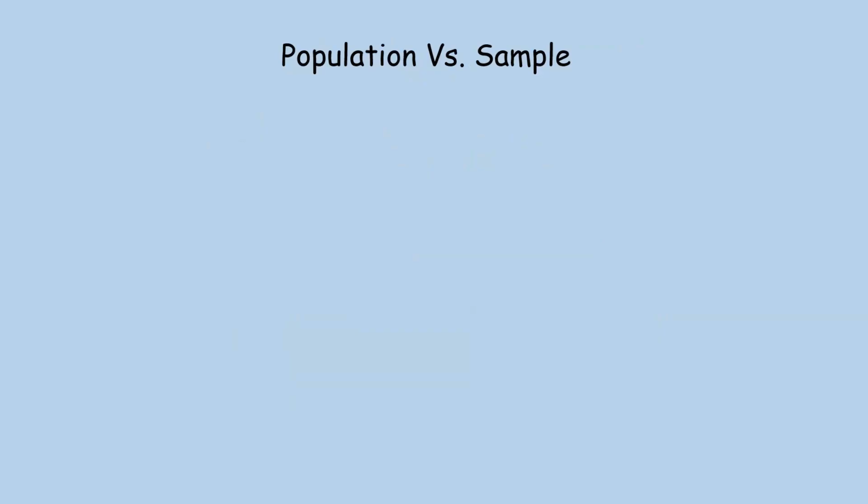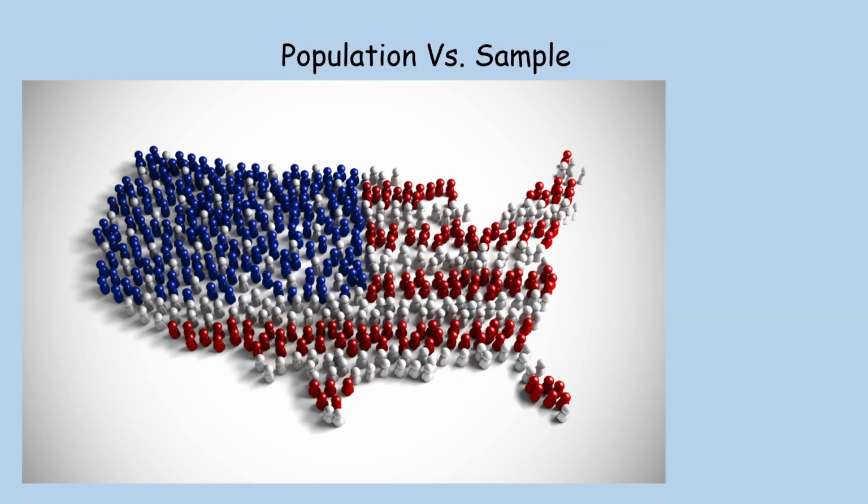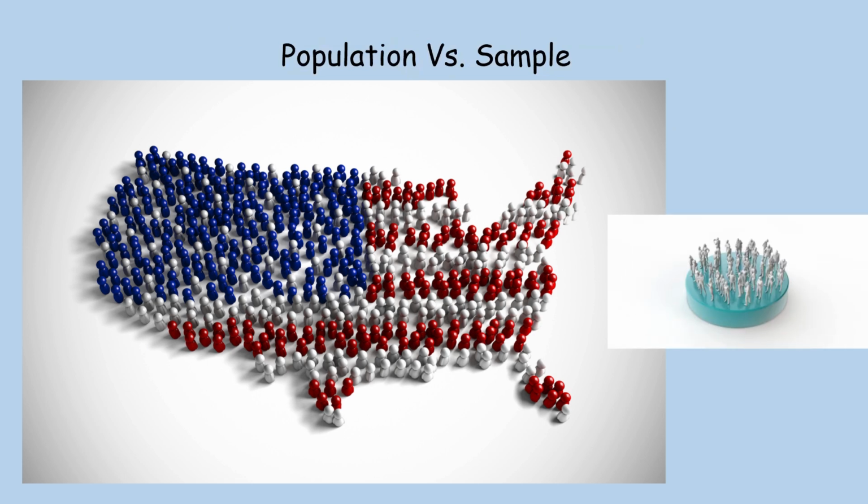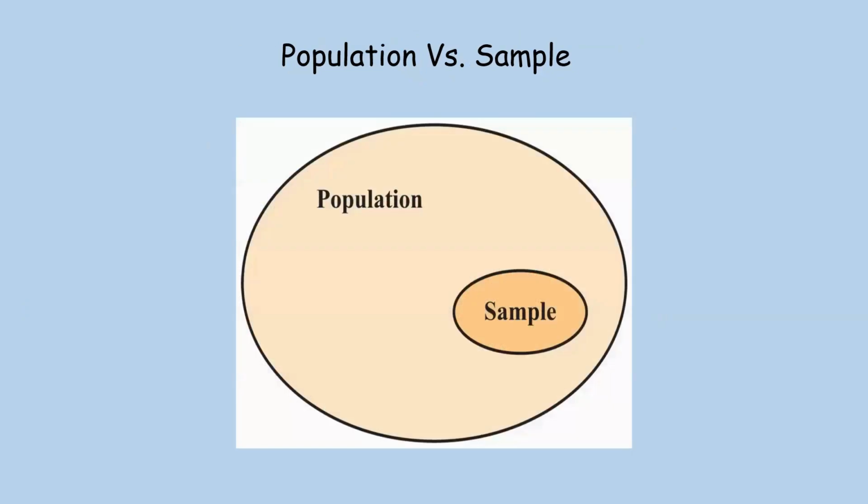Let's get started. Population versus sample. Before we calculate mean, median, or mode, it's important to differentiate between population and sample. Population refers to all individuals in a group, such as all people in a country or students in a school. Sample is a smaller subset of the population, like a city's residents or students in the front row of a classroom. Think of population as a big circle and sample as a smaller circle within it. In statistics, we often use samples to estimate population characteristics.